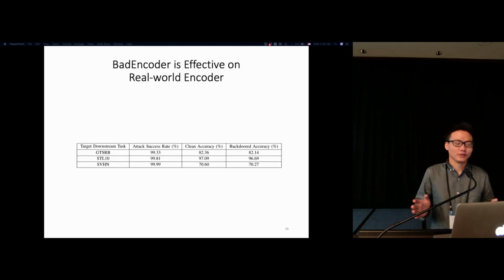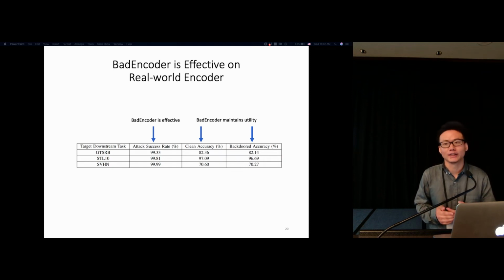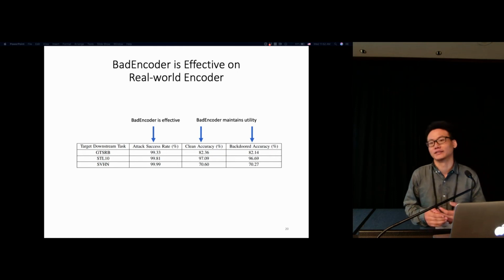This table shows our results. We have two observations. First, attack success rate is very high, which means that BadEncoder is effective. Second, backdoor accuracy is similar to clean accuracy, which means that BadEncoder maintains utility.